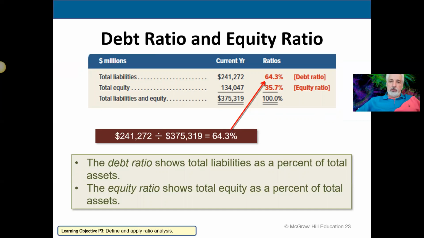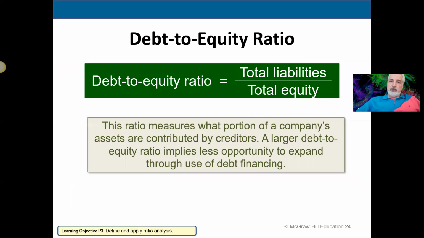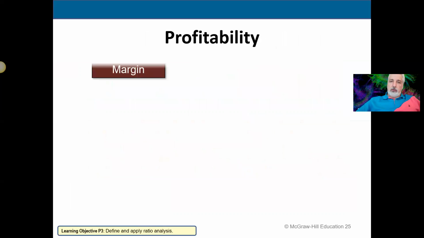Total liabilities, total equity, and dividing it out. I'm sorry, our debt ratio, and then our debt to equity ratio: total liabilities over total equity.